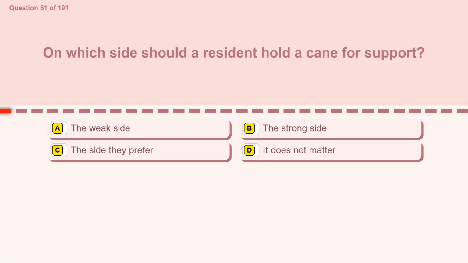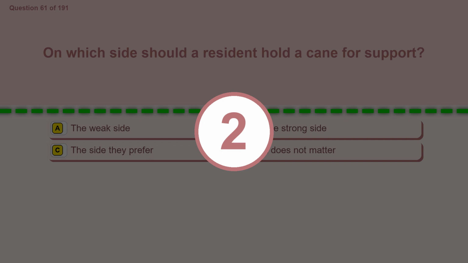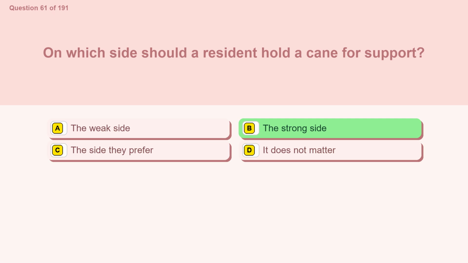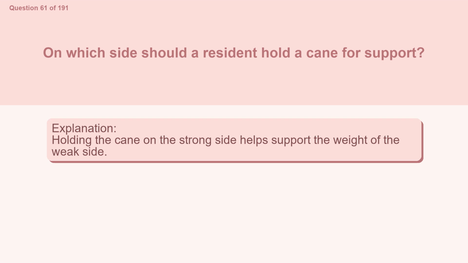Question 61. On which side should a resident hold a cane for support? Option A, the weak side. Option B, the strong side. Option C, the side they prefer. Option D, it does not matter. The correct answer is option B, the strong side. Holding the cane on the strong side helps support the weight of the weak side.